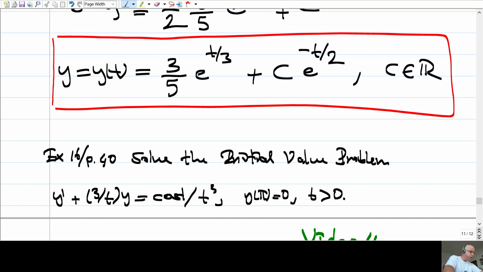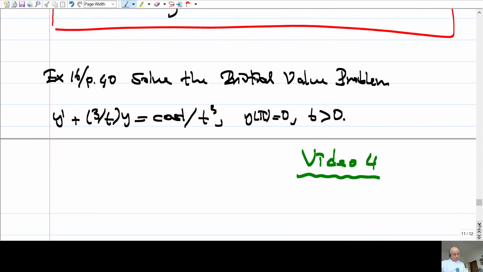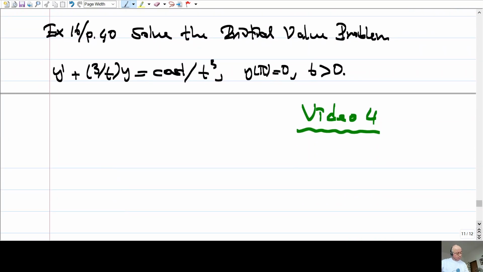And we would like to solve this for positive t. Let me check again if I copied correctly. Yes, okay, so that's the problem.